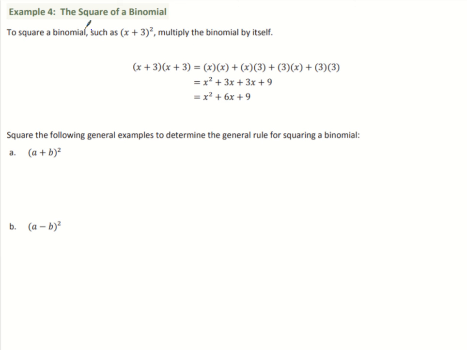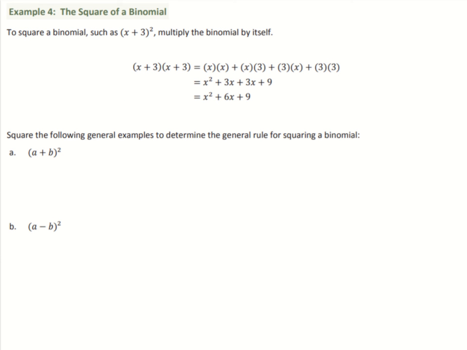This is going to be shown off on this slide, except instead of using the x plus 2, they used x plus 3 in order to show this off. So they have x plus 3 times x plus 3, and they get x squared plus 3x plus 3x plus 9, or x squared plus 6x plus 9.